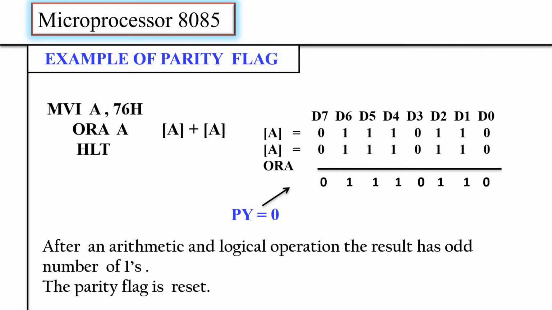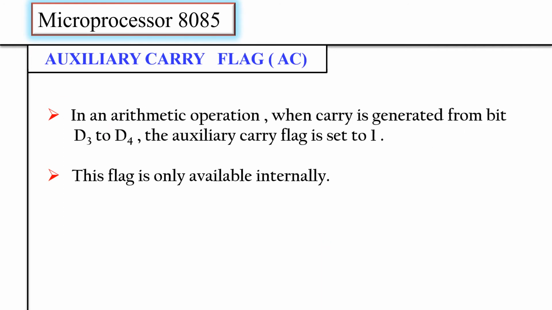Clear? Now the auxiliary carry flag, the AC flag. In an arithmetic operation, when a carry is generated from the D3 bit to the D4 bit, the auxiliary carry flag is set to 1. So it is an intermediate carry generated from the D3 bit to the D4 bit. This flag is available only internally, not for the user, right? So the auxiliary carry is a carry generated from the D3 bit to the D4 bit, and then the auxiliary carry flag is set.